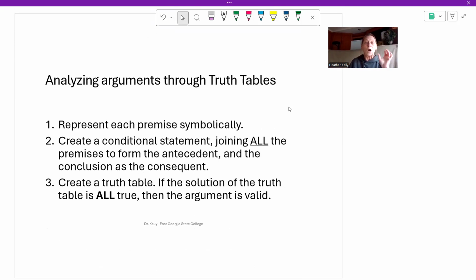We're going to join all of the premises together. We're usually going to have 2 premises. We might have 3, but you'll usually have 2 premises and then a conclusion. So we're going to set this up.